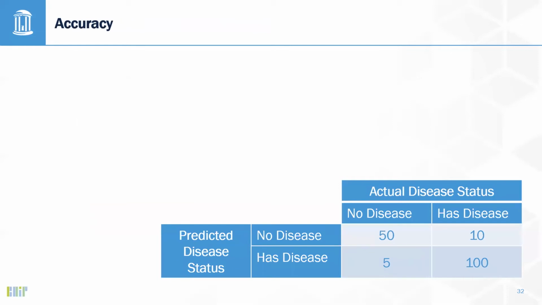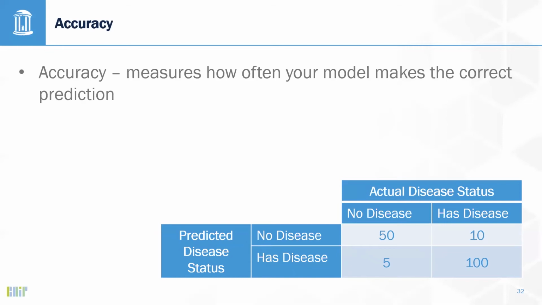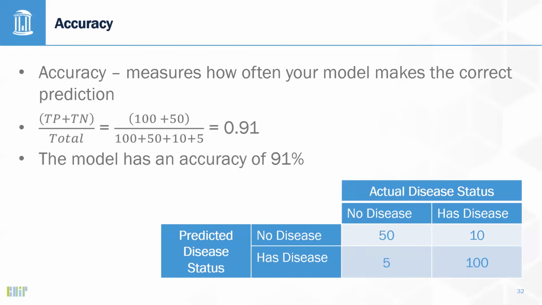Now that we understand what a confusion matrix is, we can begin to learn about specific metrics. The first is accuracy. This simply measures how often your model makes the correct prediction. Accuracy is your sum of the correct predictions, true positive and true negative, divided by your total, which would be all 4 metrics we covered in earlier slides. In the previous example, that would be 91%.